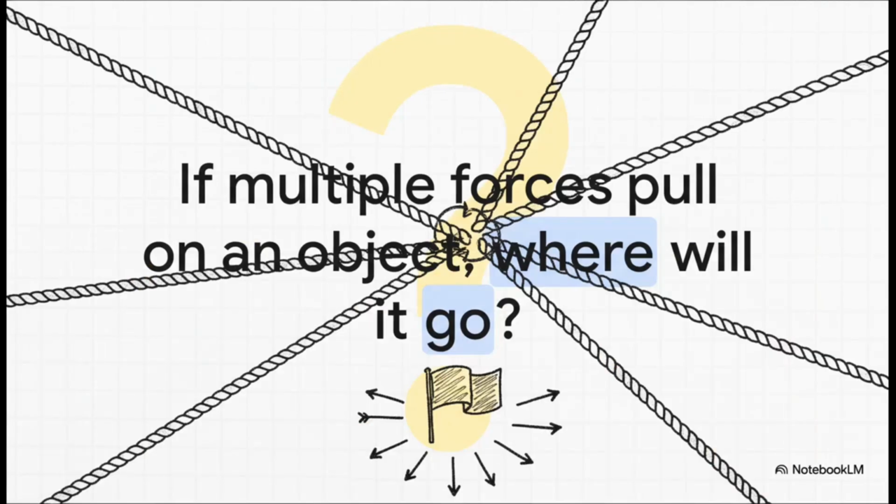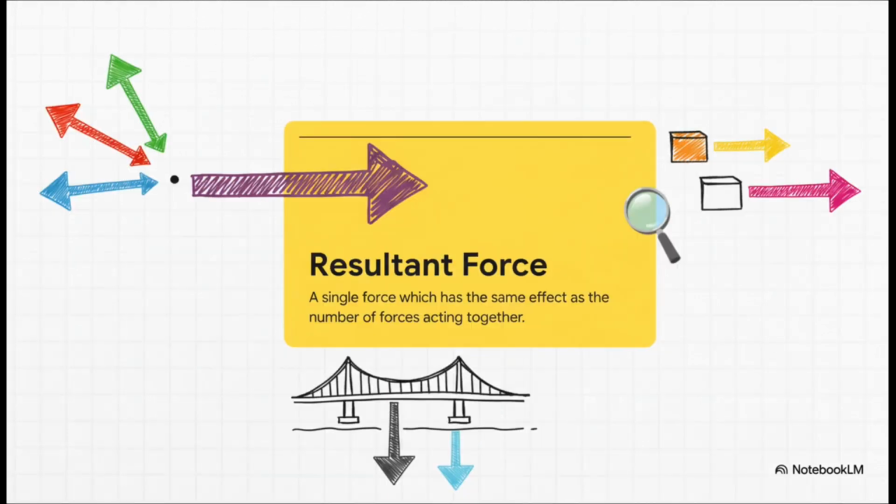Right, I want you to imagine a big tug-of-war, but instead of two teams, you've got ropes pulling in all sorts of different directions. Where does that little flag in the middle actually end up going? And just how strong is that combined pull? That's not just a fun little puzzle, it's the exact kind of problem that's at the very heart of engineering and physics. And you know what?